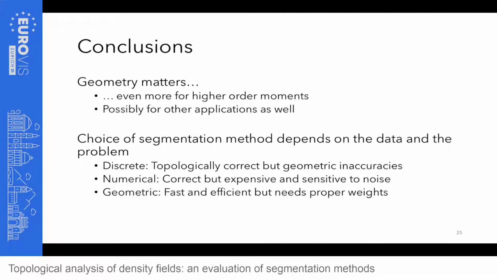The discrete gradient-based approaches are topologically correct but have geometric inaccuracies. The numerical approaches, on the other hand, are geometrically correct but more expensive and more sensitive to noise. The geometric approaches are fast and efficient, but we observe that they need proper adjustment of weights to work better.